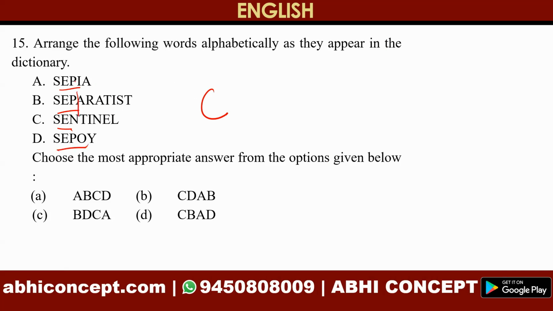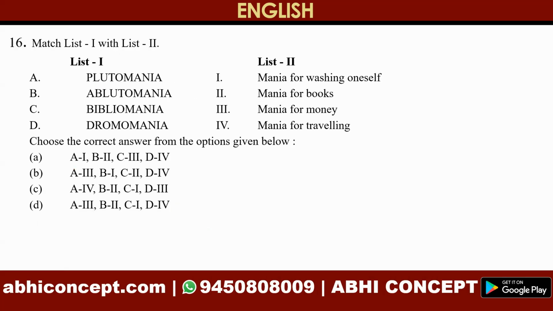So SEP तीनों में कॉमन है, उसके बाद आ रहा है A, C, B से हमारे पास D ऑप्शन ही है, C, B, A and D. This is the easiest question I have found, and it is most scoring. All right. Now let's go to the next question.